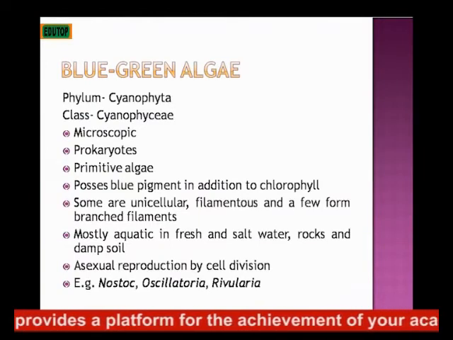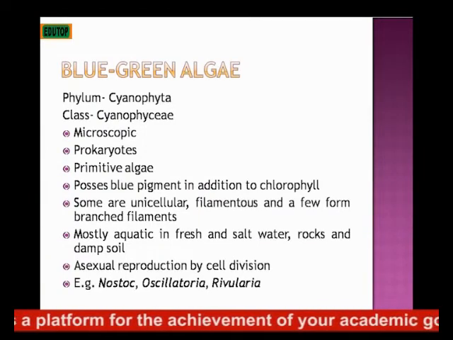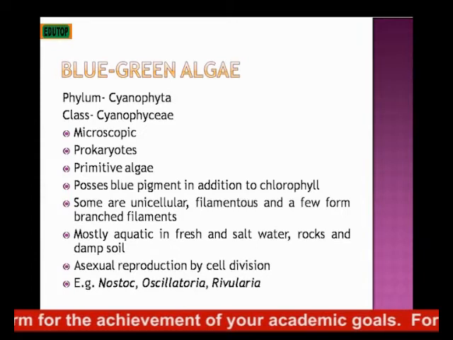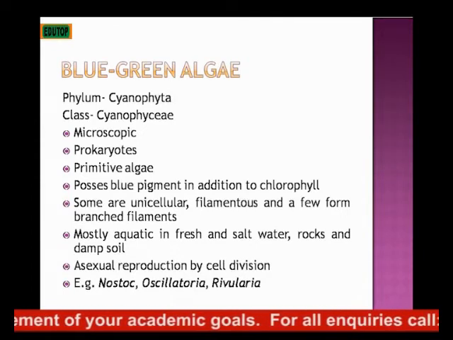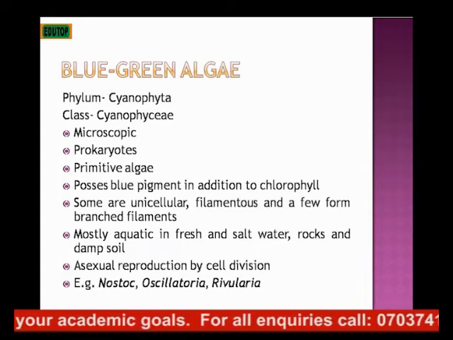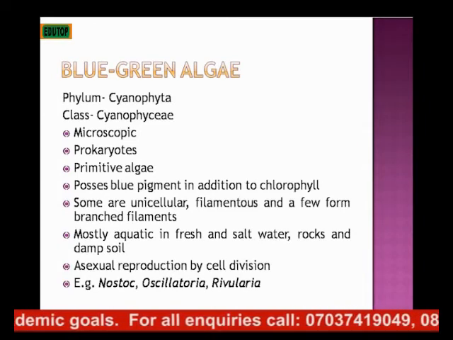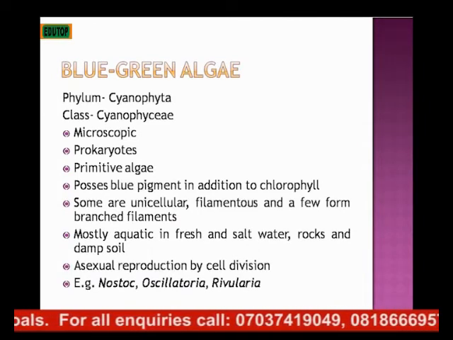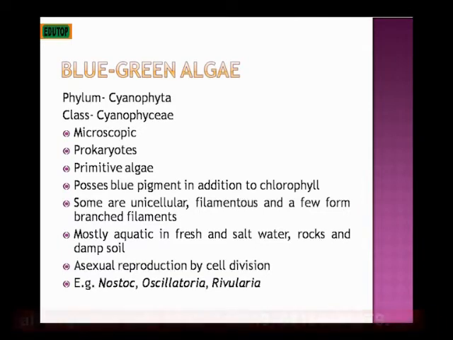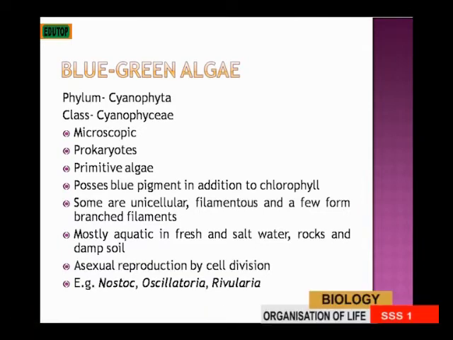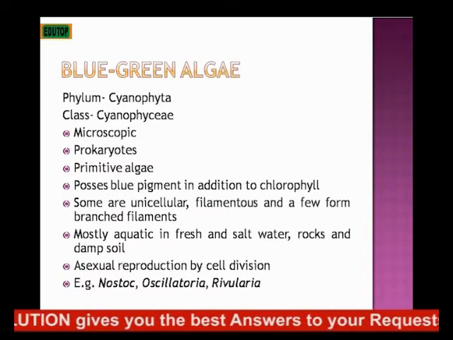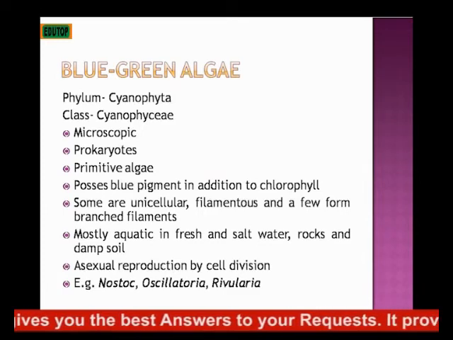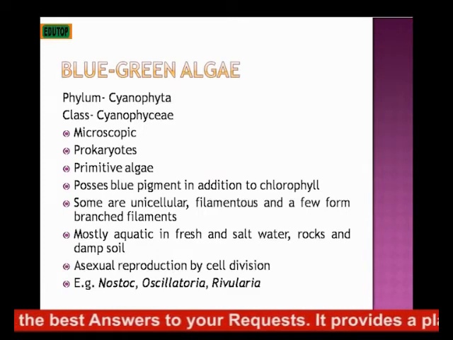Now the other group, the blue-green algae. The phylum of the blue-green algae is Cyanophyta. Then the class is Cyanophyceae, or some people say Cyanophyceae, but I prefer to say Cyanophyceae. Then the characteristics are that they are also microscopic. You can't see them with your naked eyes. You have to view them under the microscope. So you can be in a place where there are numerous of them and you won't know.